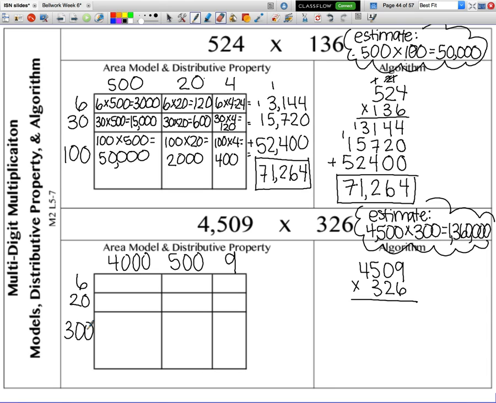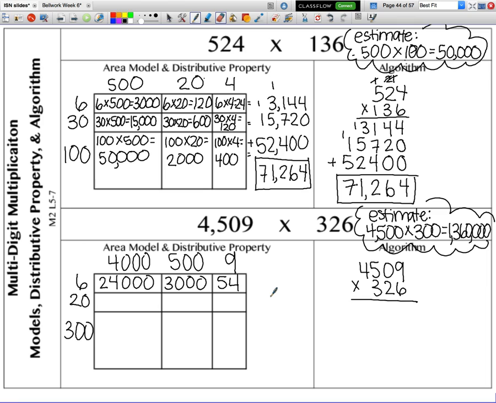All right, so in this first box, I'm doing 6 times 4,000. I know 6 times 4 is 24, and I add 3 zeros. I know 6 times 5 is 30. Now I add 2 more zeros. And I know 6 times 9 is 54.